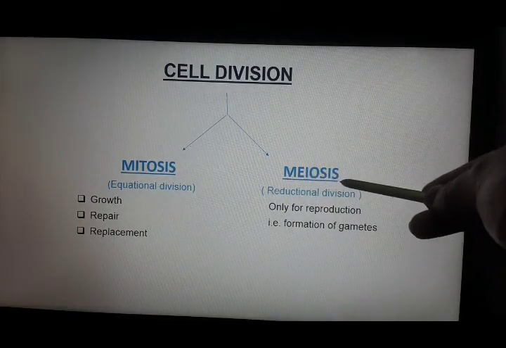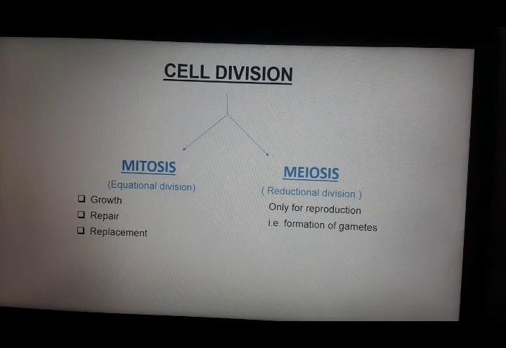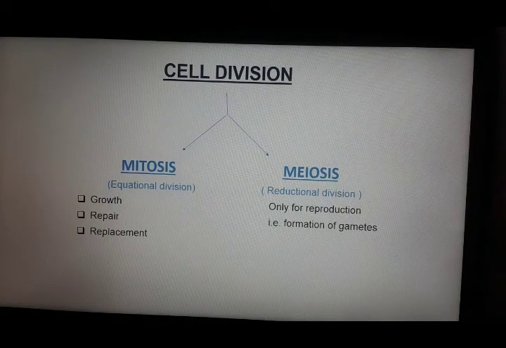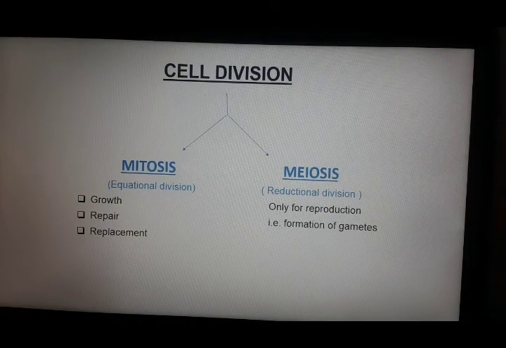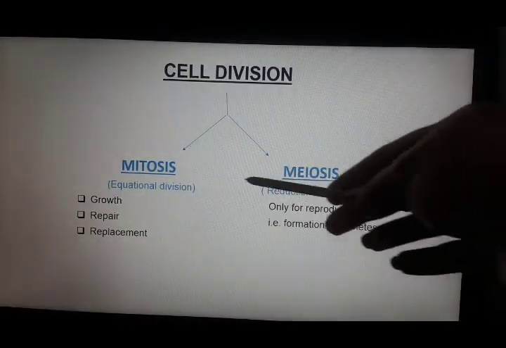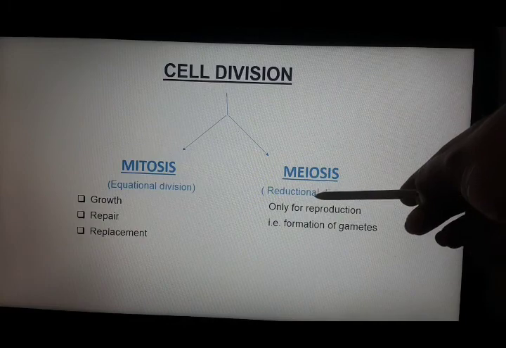On the other side, if you can see, meiosis, though in your syllabus meiosis is not included in detail, whenever you are comparing the two, you should have an idea what meiosis means. I have written here reductional division. Reductional division refers to the chromosome number that is reduced to half. Whenever a cell divides into two, the offsprings receive only half the number of chromosomes present in the parent cell. So I hope by this time you understand what equational division and reductional division mean. In mitosis, the chromosome number is maintained with the parent cell, and in meiosis, the chromosome number is reduced to half.